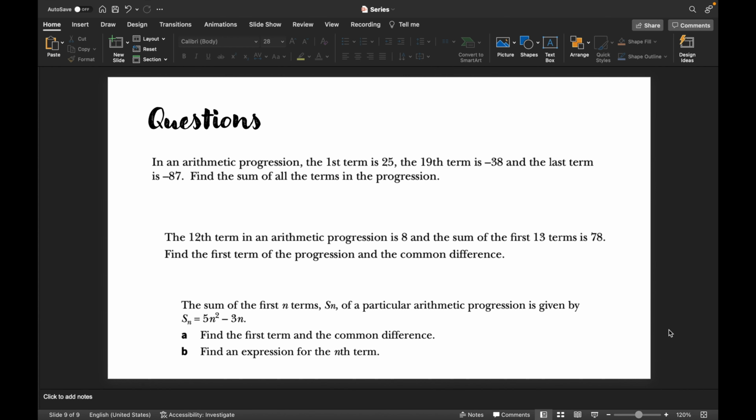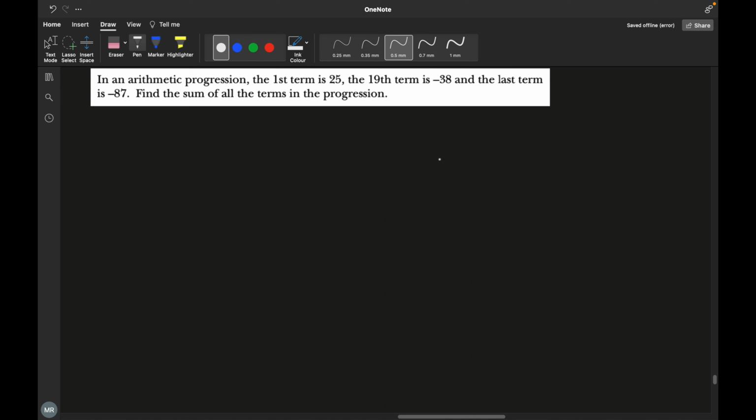Let's solve the questions. In an arithmetic progression, the first term is 25. The 19th term is minus 38. And the last term is minus 87. Find the sum of all the terms in the progression. Okay, so first we'll write down all of the formulas we know.